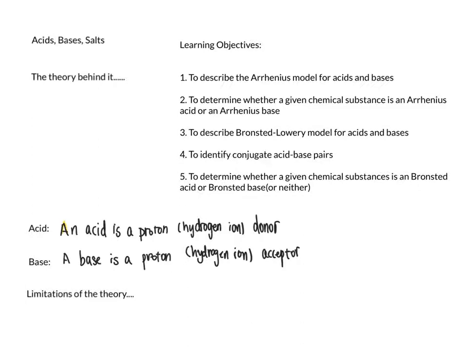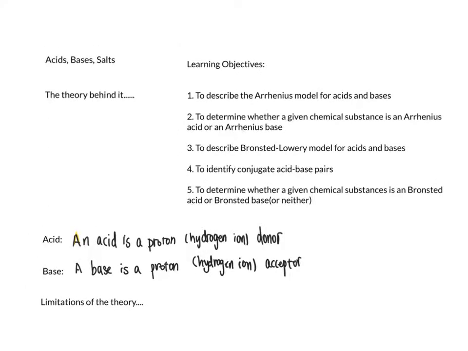H3O plus is produced in this case, and here would be the formula. We've got H2O plus HCl, and this gives us H3O plus Cl minus.